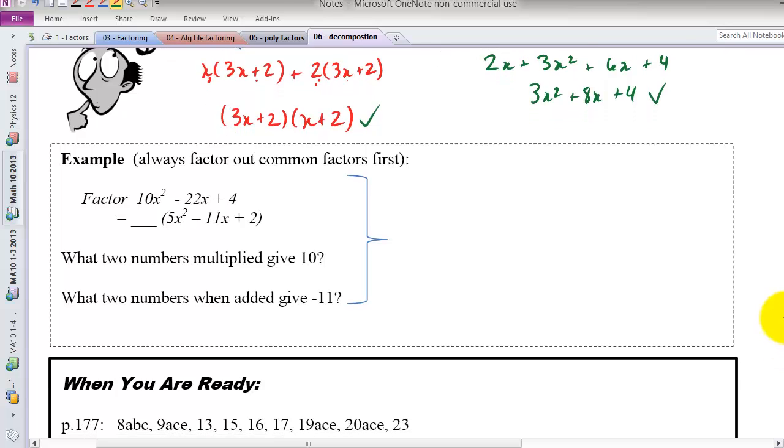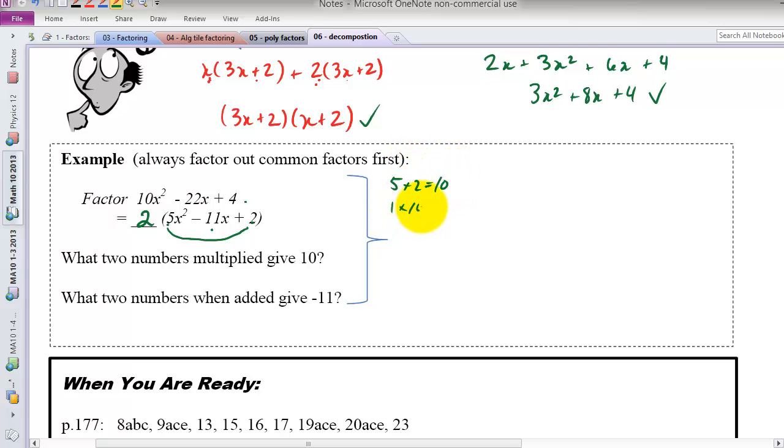But as an example, you always want to factor out the common factor first. So here's an example, 10x squared minus 22x plus 4. The first thing I'm going to do is factor out the greatest common factor, which is 2. Great. Now I'm going to look at two numbers that when multiplied will give 10, because 5 times 2 is 10, and two numbers that when added give negative 11. So there's a couple of options. Let's see here. 5 times 2 equals 10.